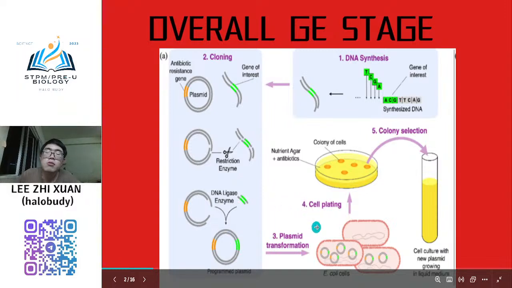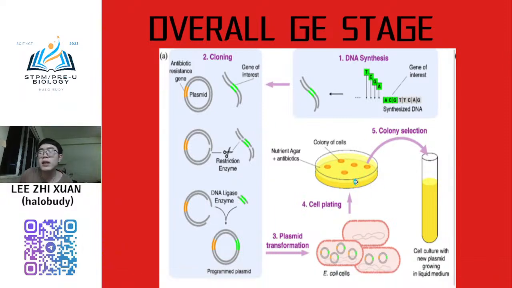And then after that, it will undergo the transformation process into the host cell. So normally the host cell is E. coli. And then this host cell will undergo a screening process, because you need to ensure that all of the cells in the culture really contain the recombinant plasmid. After that, we select the colonies that have the recombinant plasmid.